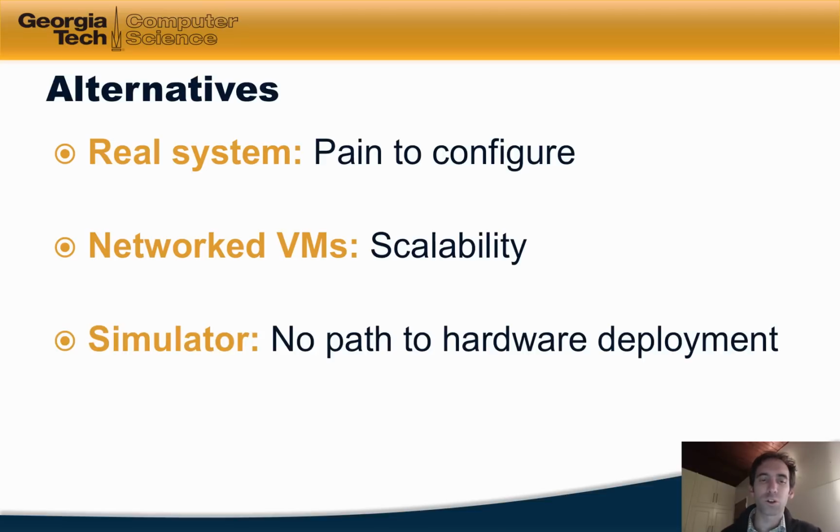Of course, the third alternative is just to use simulation, but the problem with that is that there's no clear path to hardware deployment. In particular, because everything is simulated and there's no real running software, and timing is not necessarily accurate, then it can be somewhat unclear how to transition an experiment that's run in simulation to a real working deployment.